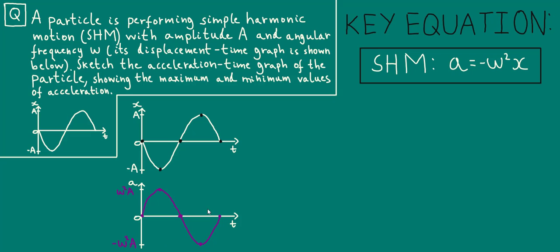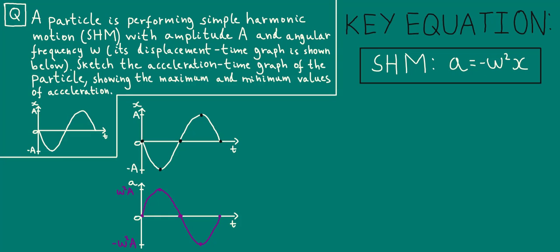What the SHM equation tells us is that acceleration and displacement are directly proportional to one another, meaning that the acceleration time graph will be the same type of graph as the displacement time graph. So both of these graphs are sine graphs fundamentally, except the acceleration time graph is a reflection of the displacement time graph in the time axis. The reflection is due to the minus sign in the SHM equation.